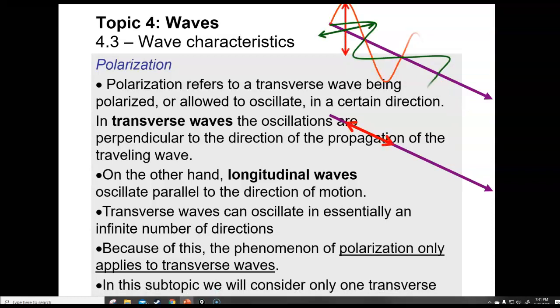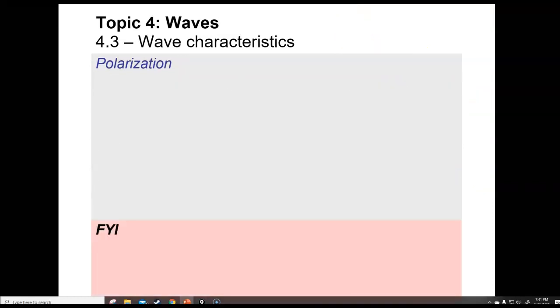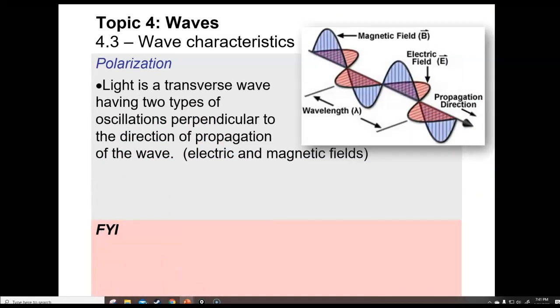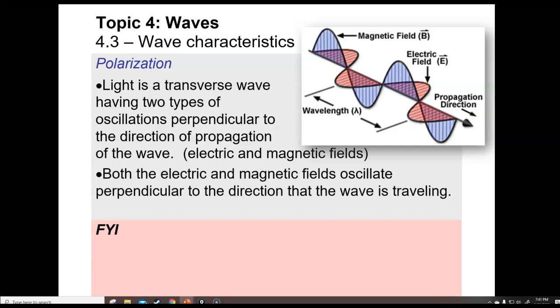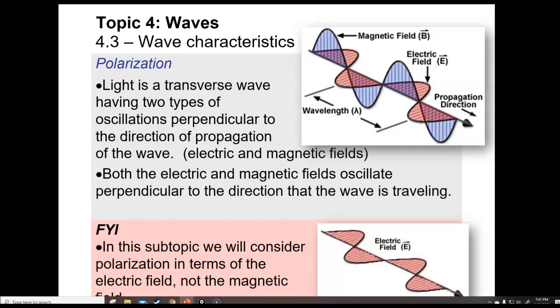Okay, now we're going to focus our attention on the polarization of light waves, or specifically I should say electromagnetic waves. Now technically you could polarize any type of transverse wave, but we're mainly going to focus on electromagnetic waves because that's the most interesting. Okay, so just to recap, light is a transverse wave. It relates to transverse waves, and there's two components to it. There's an electric field component, and there's a magnetic field component. And both of those are oscillating in an electromagnetic wave. Specifically in this unit, we will consider polarization in terms of the electric field being polarized, not the magnetic field.